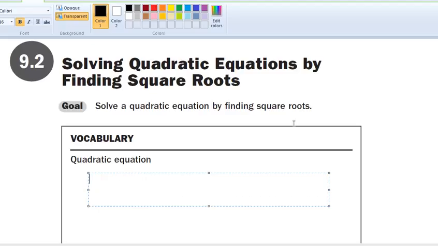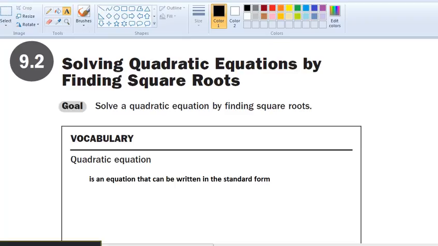A quadratic equation is an equation that can be written in the standard form: ax squared plus bx plus c equals 0. The a is going to be a number, the b is going to be a number, and the c is going to be a number. Sometimes you'll see these where maybe there's no x there, or maybe there's no c, but usually it's going to have this x squared here.